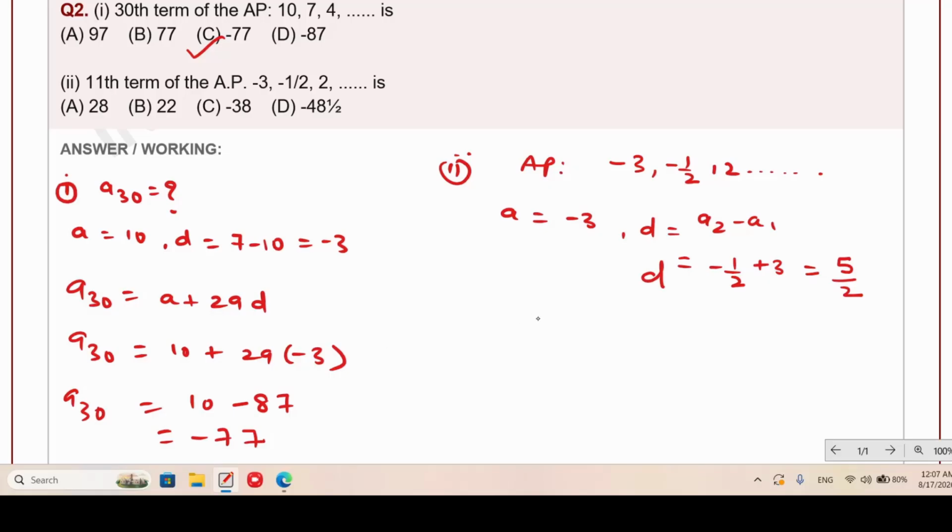Now A11 is equal to A plus 10D. Also write the formula: An is equal to A plus N minus 1 into D.